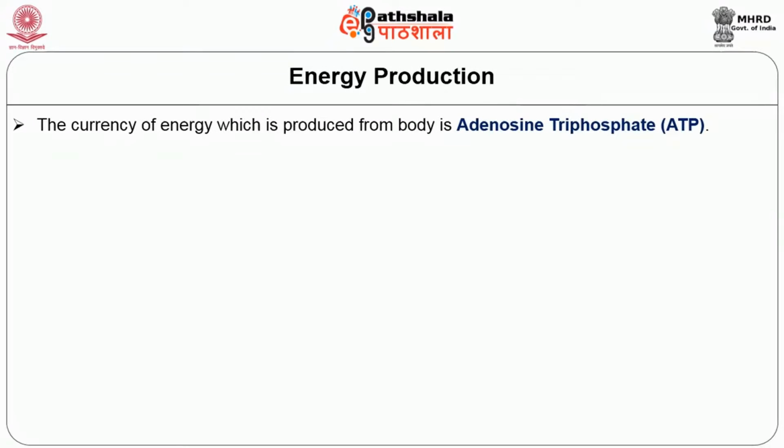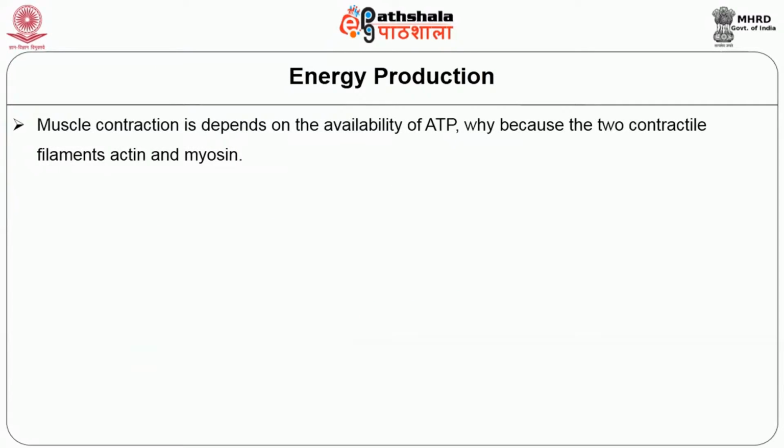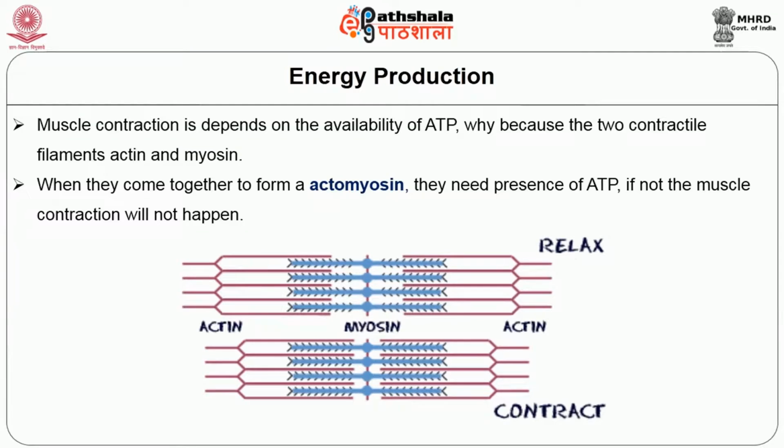The currency of energy which is produced in the body is ATP, that is adenosine triphosphate. The ATP is stored in the mitochondria, and when it comes to muscle, the muscle contraction is dependent on the availability of ATP. Why? Because the two contractile proteins in the muscle, that is actin and myosin, when they come together to form actinomyosin, they need the presence of ATP, and if ATP is not available, the muscle contraction cannot happen.